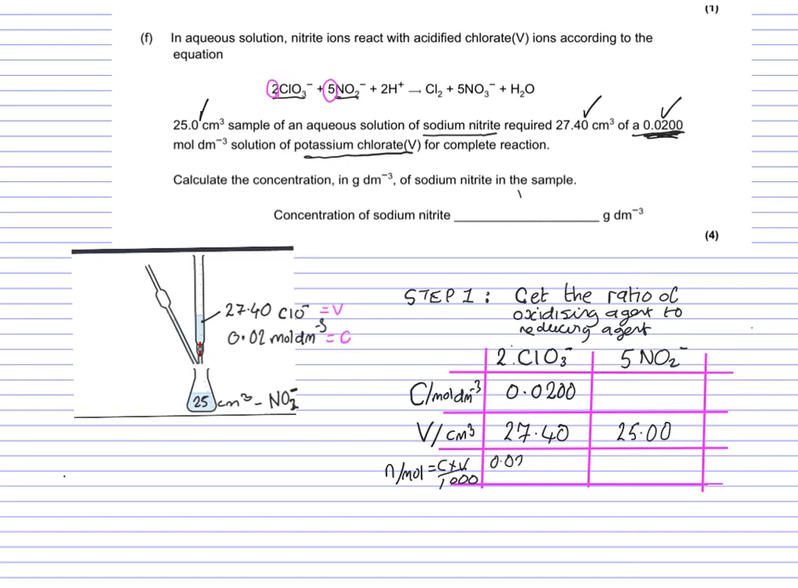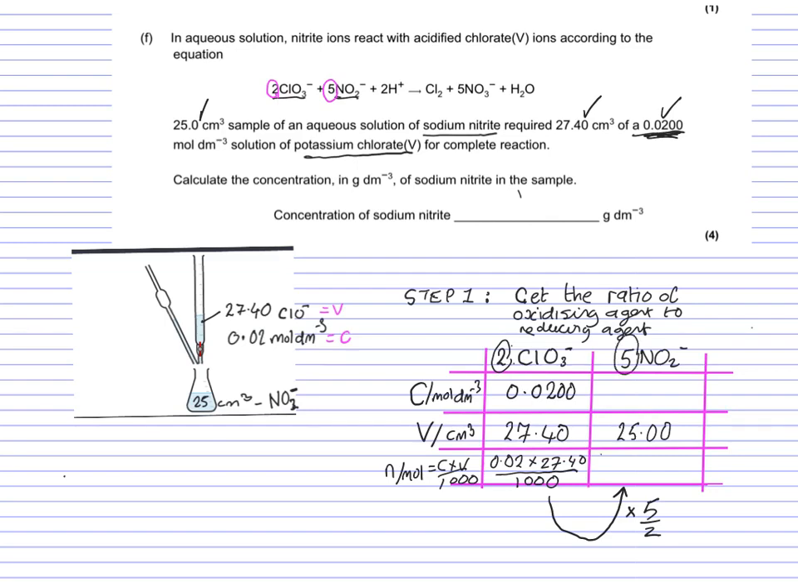We divide it by 1,000, because the concentration was in moles per dm cubed, so we're converting our volume here into dm cubed. Now the next thing is the mole ratio, and we know the molar ratio. We know there are 5 moles of nitrite to every 2 moles of chlorate, so there's going to be more of the nitrite than the chlorate.